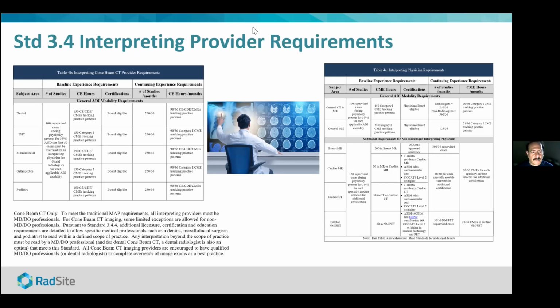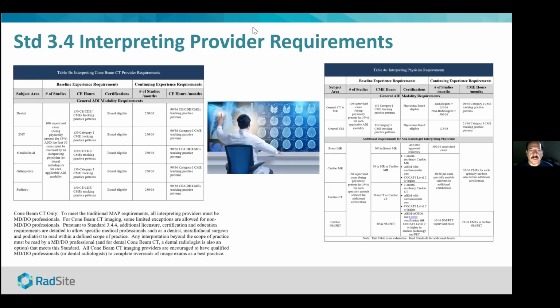And the first 50 cases need to be overread by an interpreting physician or dentist for each of the modalities. As far as number of hours for dental practice, it's essentially 150 CMEs over that period of 3 years. And of course, board eligibility is required.